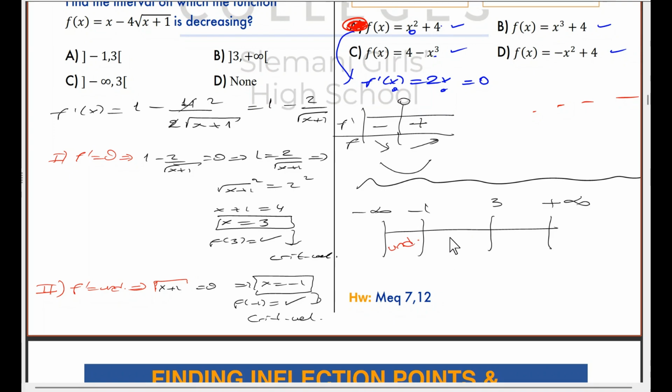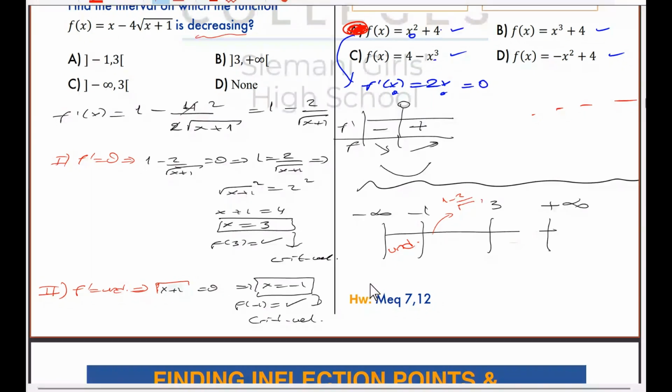So let's pick a number bigger than negative 1, like 0 for example. When you put 0 back, what happens in the derivative? 1 minus 2 over 0 plus 1. Okay, here I have 1 minus 2, which is negative in this region, so positive in the other region, decreasing at first and then increasing. What we are looking for in the question is the decreasing interval, which is between negative 1 and 3. So we solved every type of question involving the first derivative test.